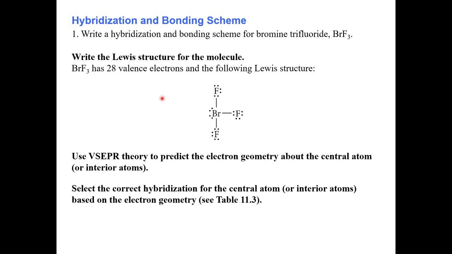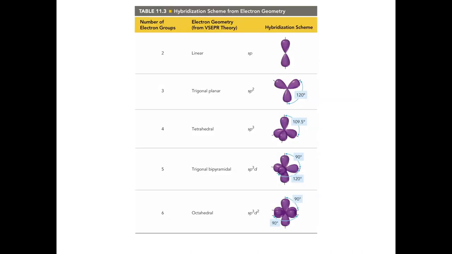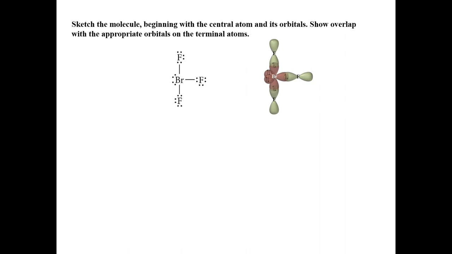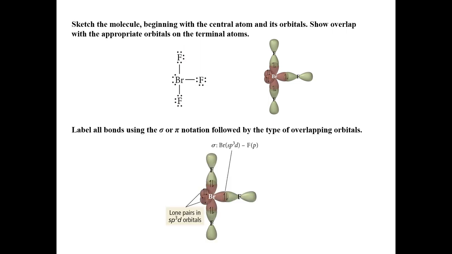So now what's the hybridization based on the number of electron groups in table 11.3? We would have sp3d hybridization. You don't have to draw out the orbitals if you don't want to, but it can be very helpful in figuring out where lone pairs would reside if the question asked for it.